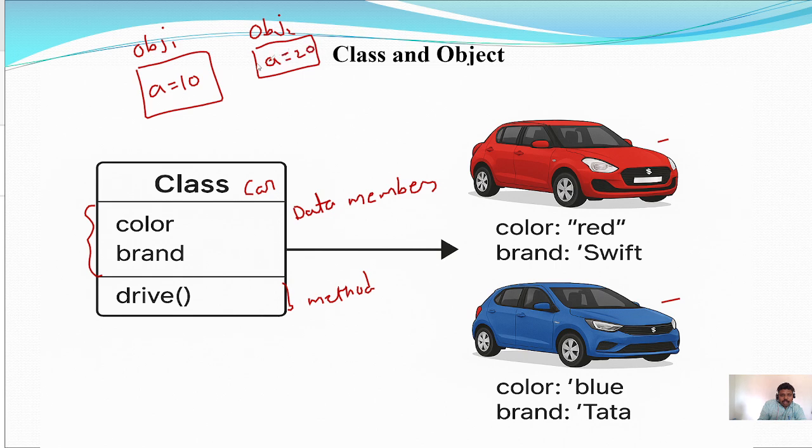If you call that method, object1.display, then A value is 10. If you call that display method by using object2.display, then A value is 20. So that's why here it is a template. You can create any number of objects. Okay, so this is the simple example.